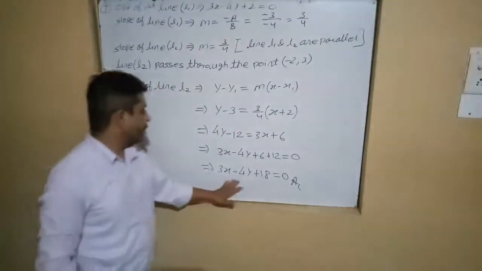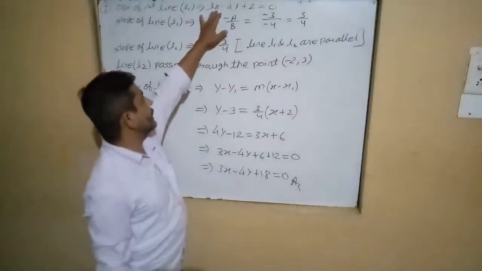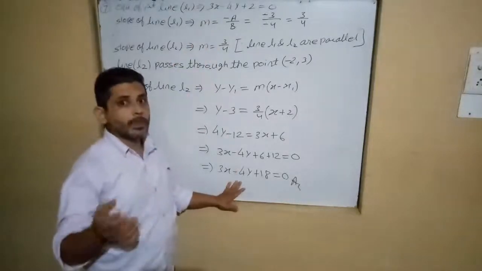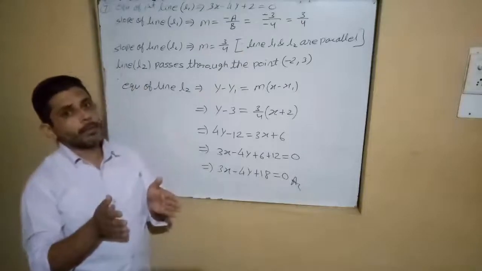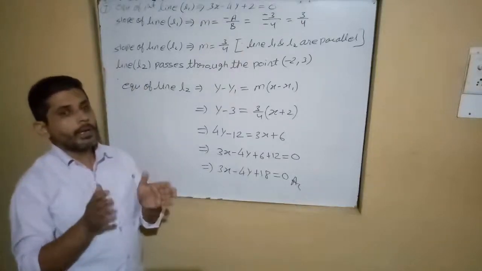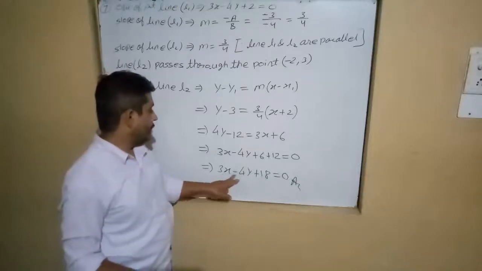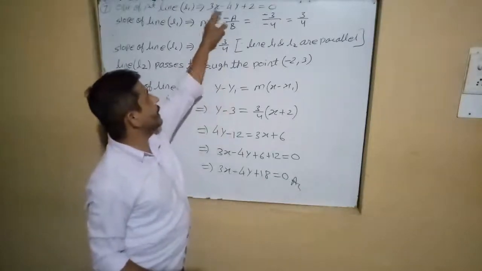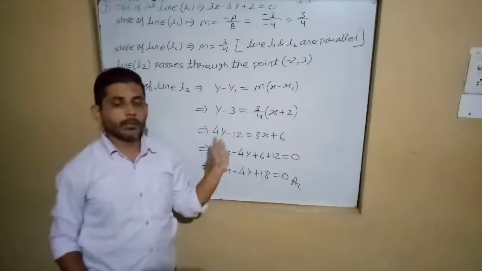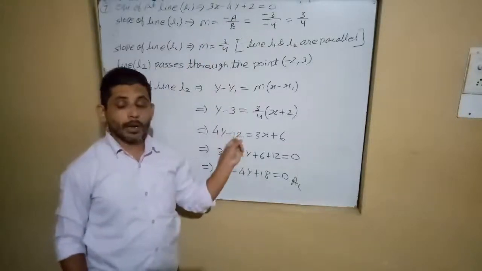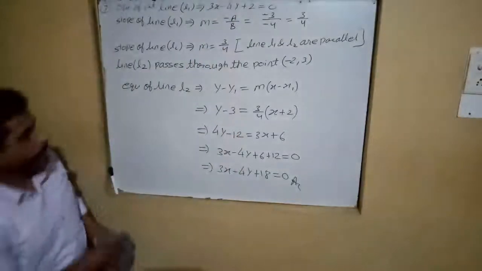So this line is parallel to that line. How can we check our answer? If two lines are parallel, then their x and y coefficients are equal. So look here, are the x and y coefficients equal or not? Yes, these are the same. It means this is the parallel line. Clear?